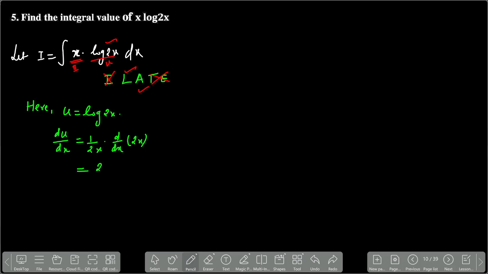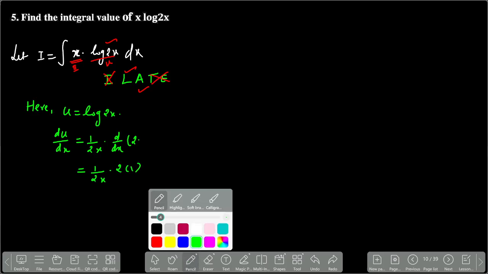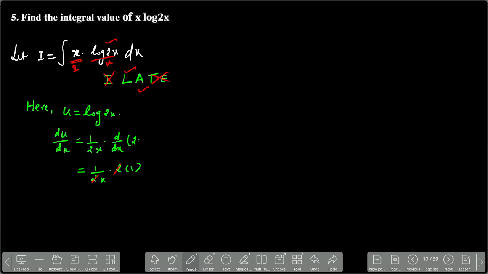Sorry, 2 into 1, not 2x. Sorry, next one we need the step. Okay, yes, that is 1 by 2x into 2 into 1. So what is going to cancel here? 2 cancels. What is the remaining? Yes, 1 by x. That is du by dx. And then what is du equal to? 1 by x into dx.